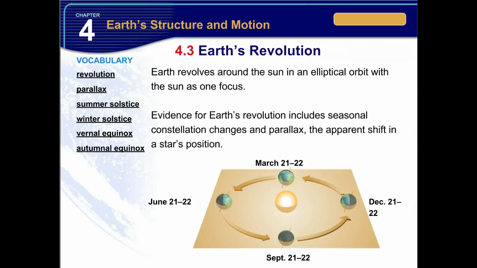Now, Earth revolves around the sun in an elliptical orbit with the sun as one focus. If you're not quite sure what an ellipse is, make sure that you see a picture or you find out a description of what an ellipse is. It's not a perfect circle.